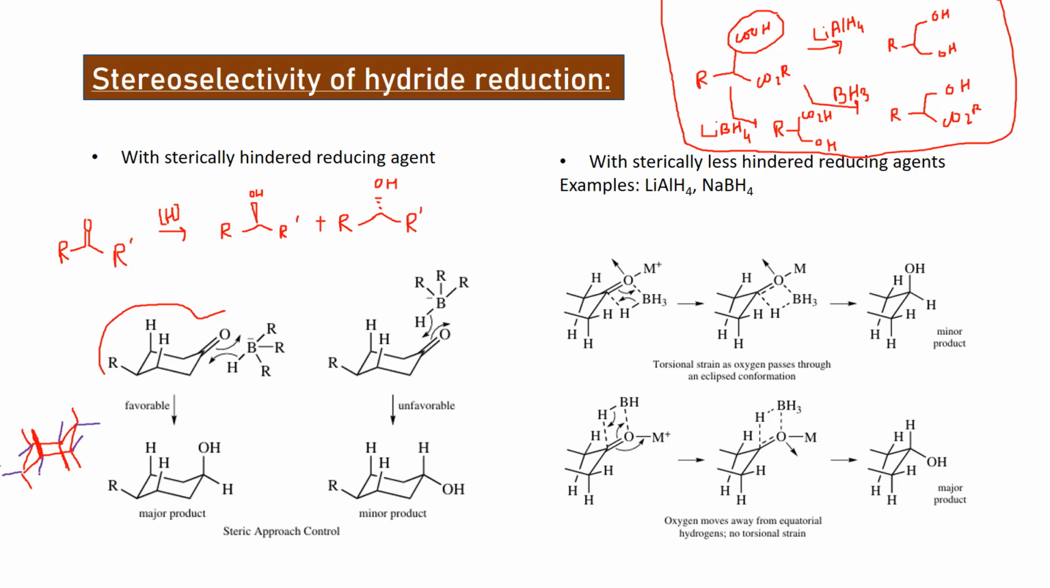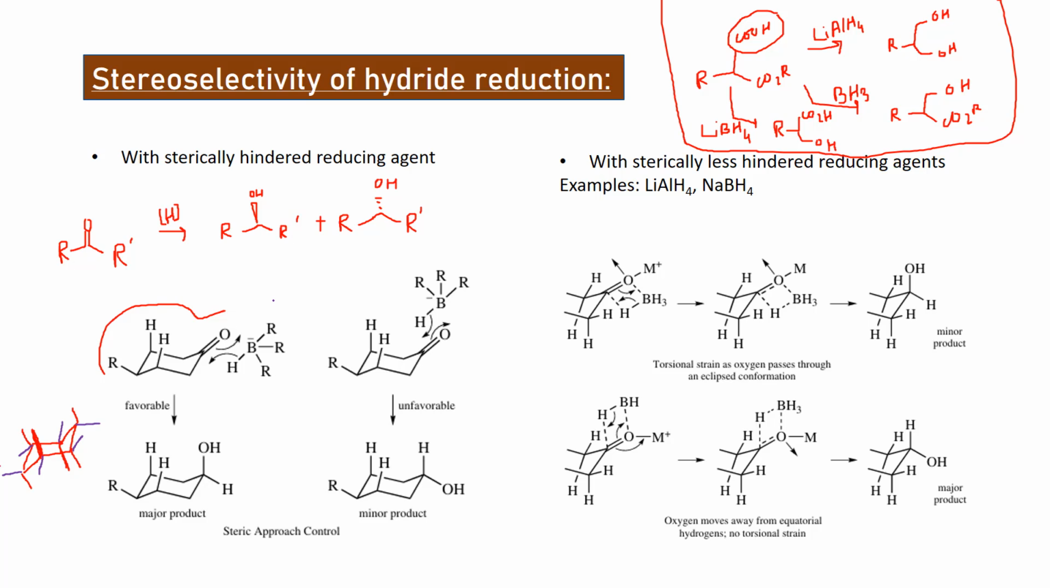These are called equatorial. The blue bonds are equatorial and the red bonds are axial. Now if you have a cyclohexanone group, the reducing agent will approach either from the axial or from the equatorial. So from the nature of the reducing agent, the selectivity to approach the substrate changes.